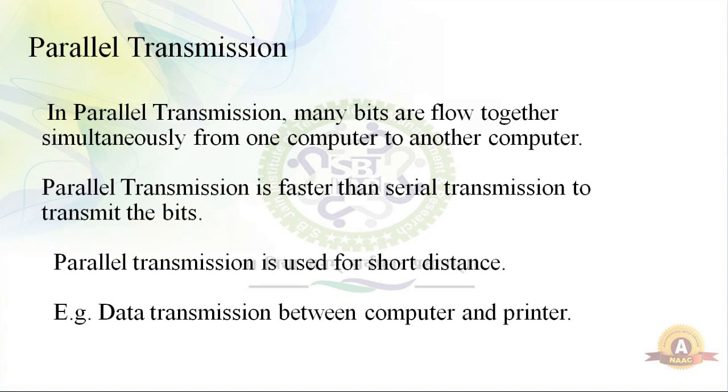As an example, take data transmission between a computer and a printer. Whatever data we want to print is transferred from the computer to the printer, and it transfers that data parallelly, which means a number of bits can be transferred at a time.